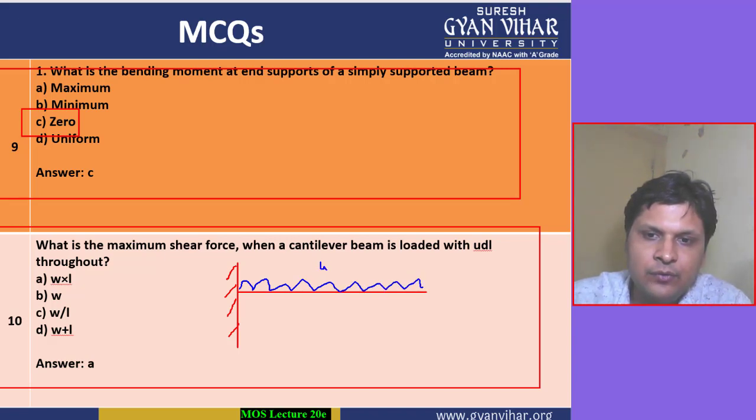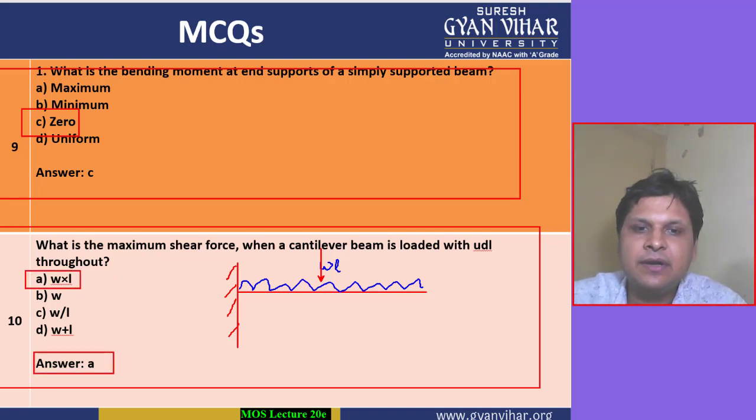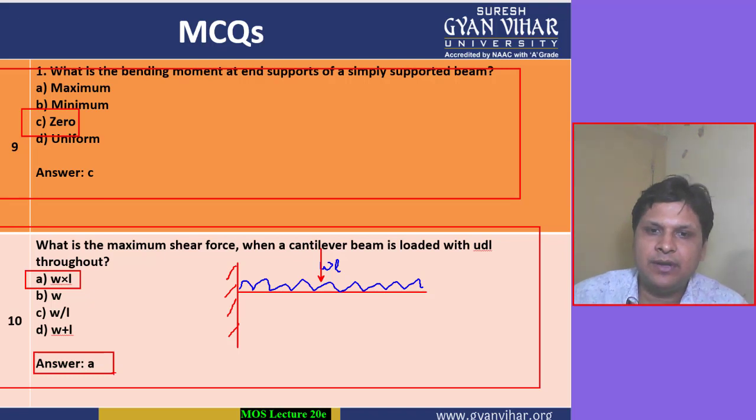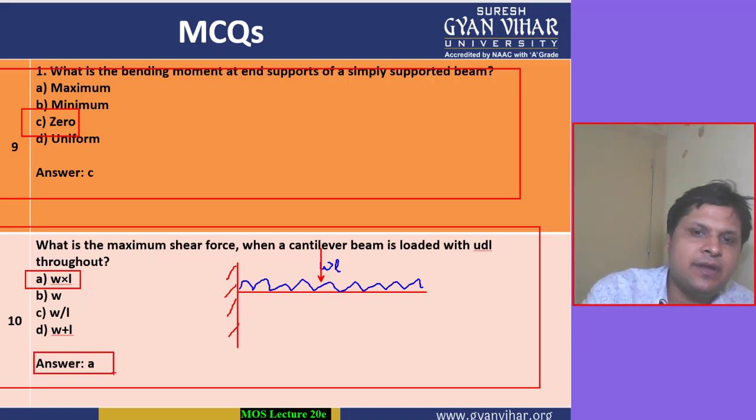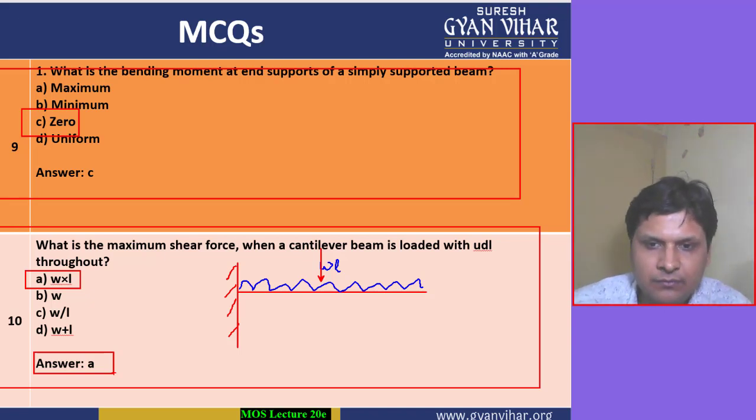If the UDL is W per unit length, we will consider it as a point load WL acting at its center here. And what will be the value of shear force then, students? WL basically becomes your shear force. So A is the correct answer, that the maximum shear force will be WL. Where will you get it? You will get it at the fixed end. On the right hand side you will have the minimum value 0, and on the left hand side you will get the maximum value equal to WL. So here you will get the maximum shear force value.